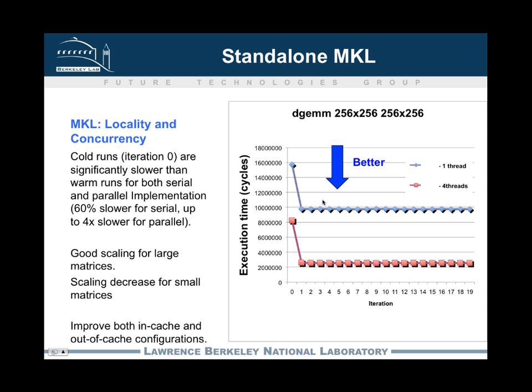We can remove 30 or 40% of the execution time if the cache is warmed, or the data is available in the cache. If we have 4 threads executing, we see even more savings, almost a 4x improvement. So the performance depends heavily on whether the data was in the cache or not.